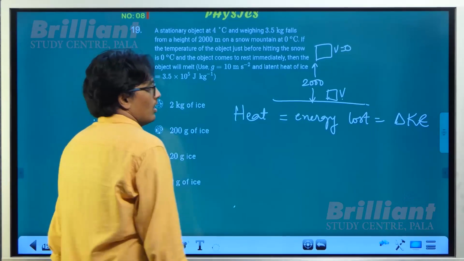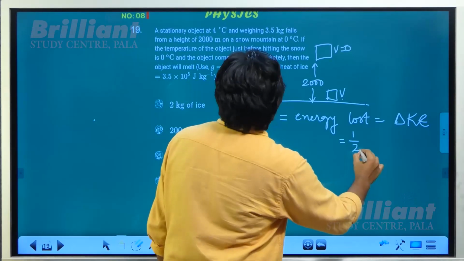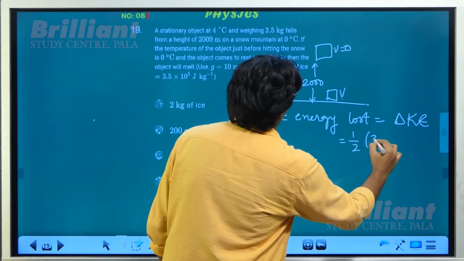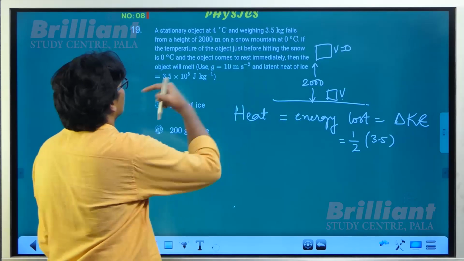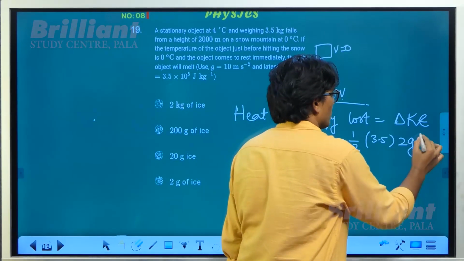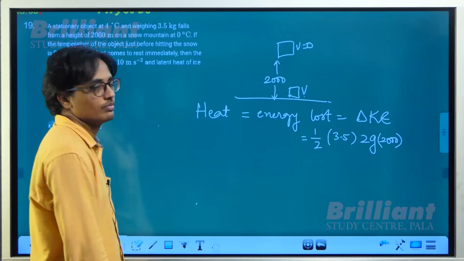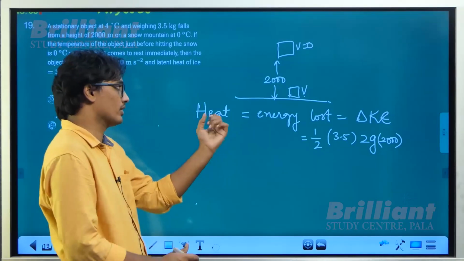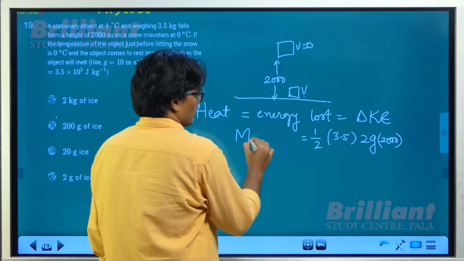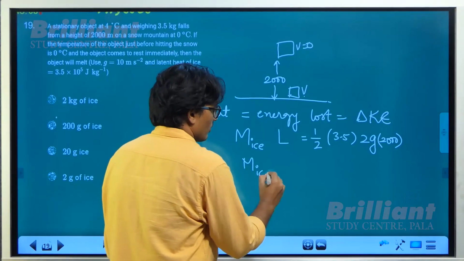So let's find out the heat. Heat is half into mass, which is 3.5 kg, into v squared. V is root of 2gh, so v squared is 2g, and h is 2000. This is the energy. This energy will be converted into heat and using that heat ice will melt. So mass of ice into L.